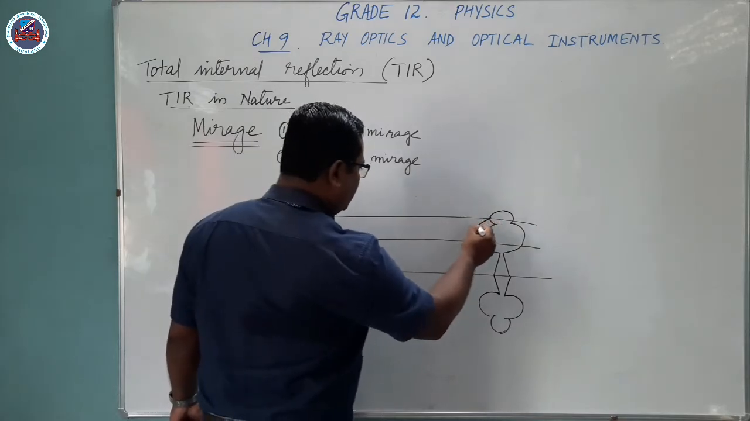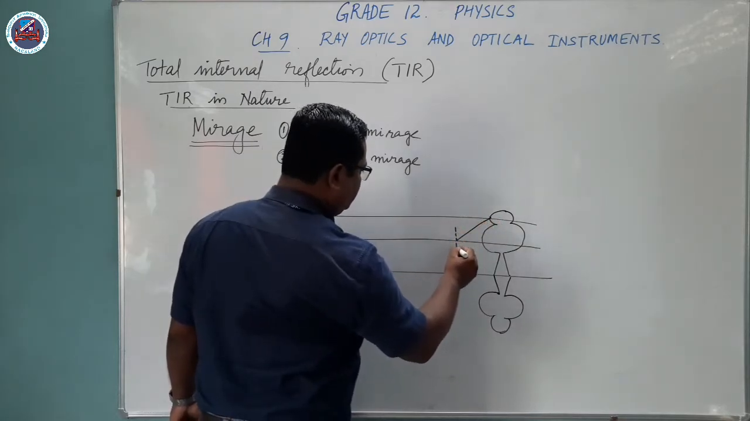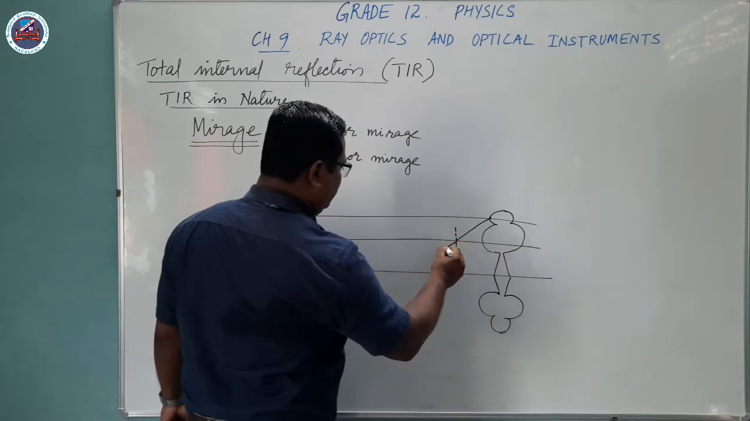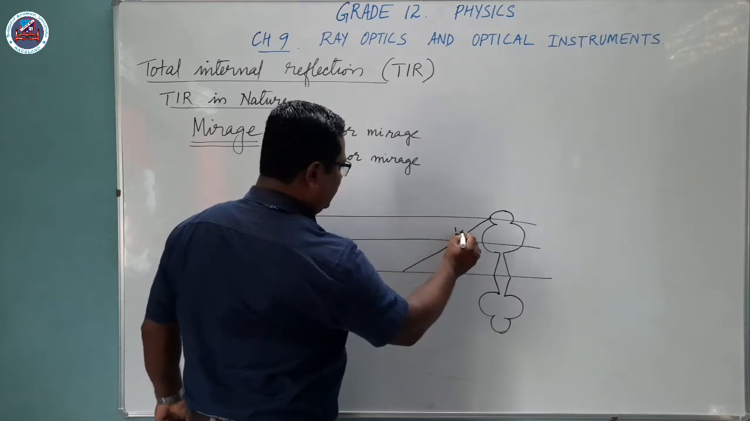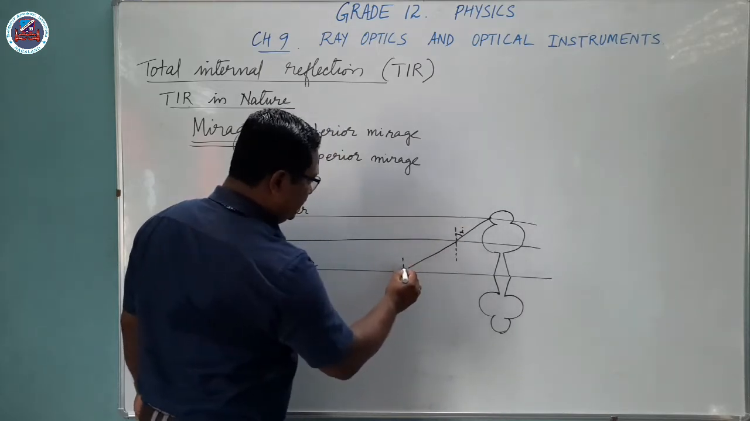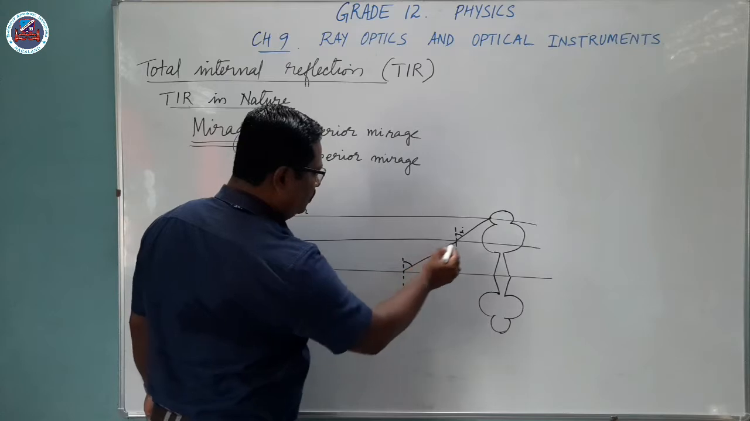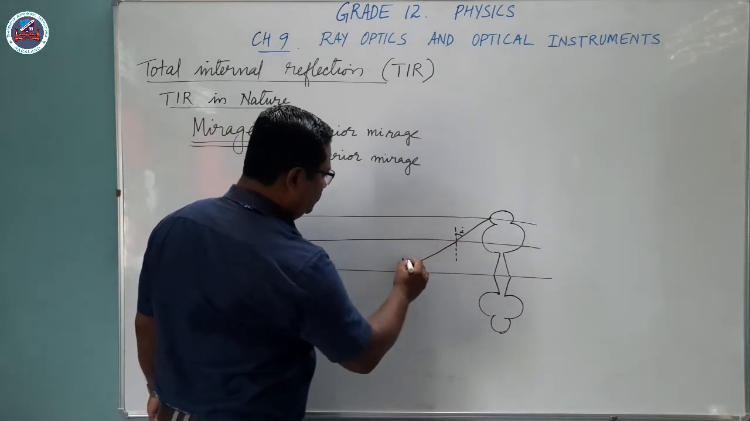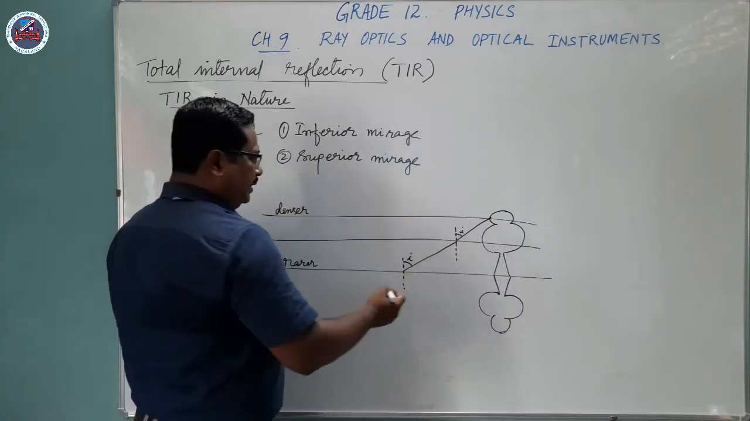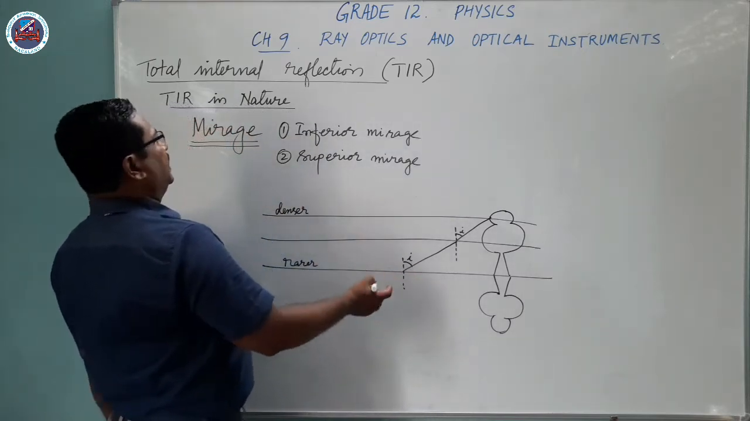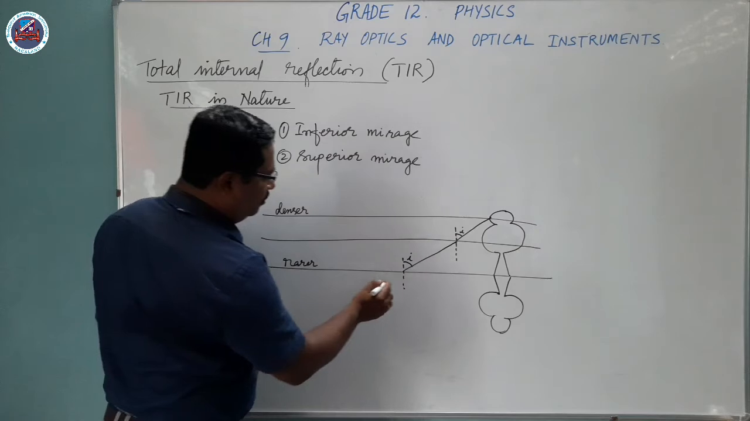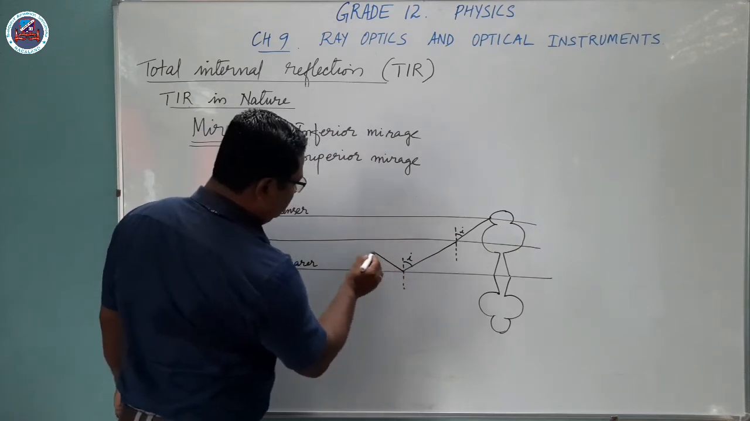A light ray that comes from denser to rarer medium bends away from the normal. It goes away from the normal instead of going straight, thereby increasing the angle of incidence. Here the angle of incidence becomes more than this, and it goes on increasing. If this angle of incidence becomes greater than the critical angle, then a mirage is formed. Then total internal reflection will take place like this.